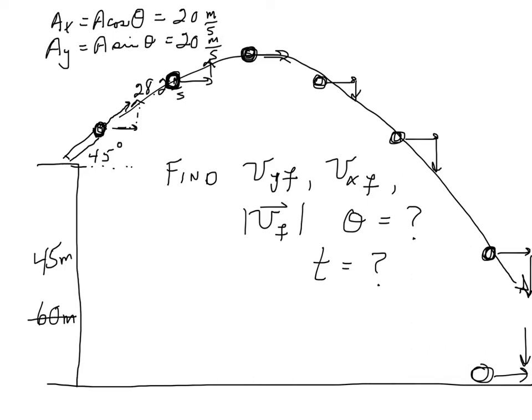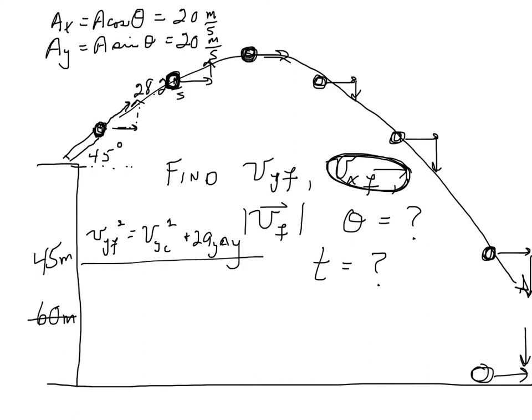Okay, first thing that's simple. The Vx final is 20 meters per second, because Vx final equals Vx initial. It never changes. The Vy final we need to find. And we don't know the time, so I'm going to choose kinematics equation number 4 that says Vy final squared equals Vy initial squared plus 2 Ay delta y. Notice I'm writing this all in y because that's the direction I'm dealing with. And I chose this equation because we don't know the time.